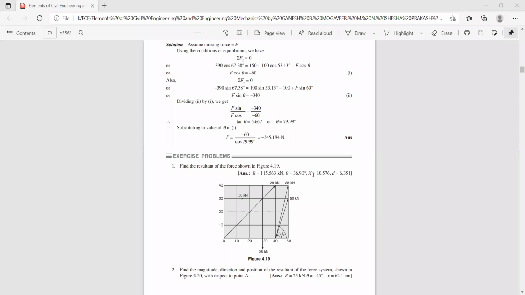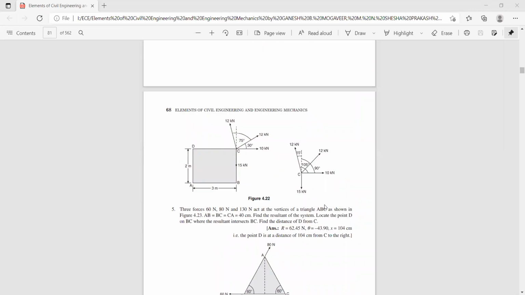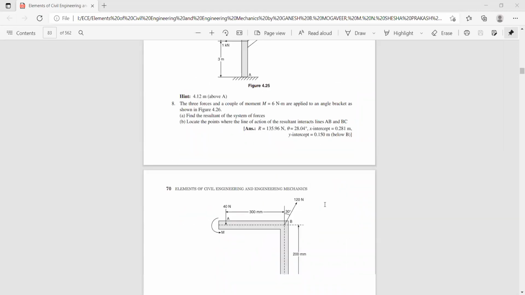Okay, almost 3 answers we got correct. 10.574 or 576, okay. Anyway, now I think we have understood the concept in a better way. Okay, next, last class we discussed this problem, I hope.